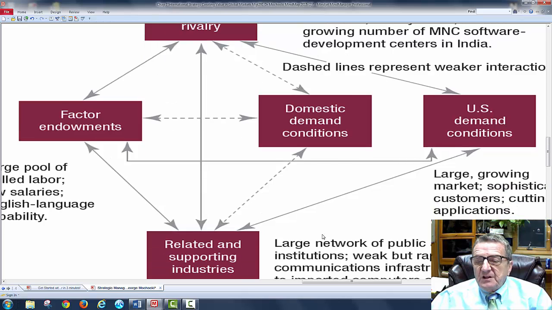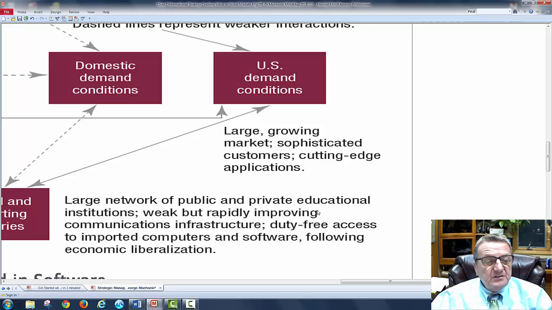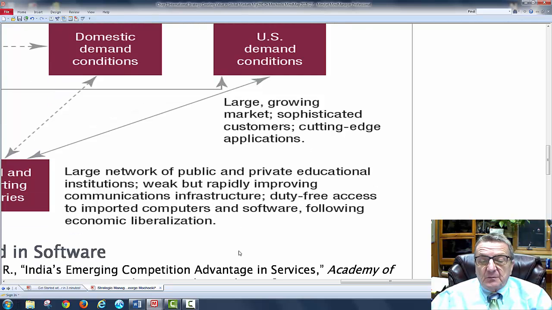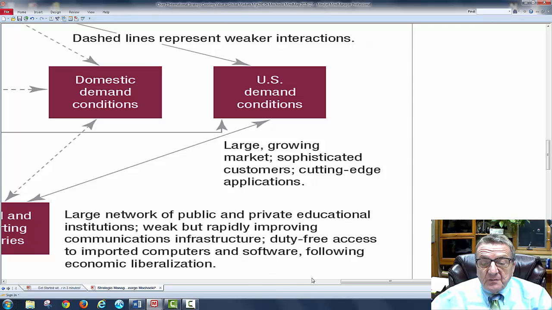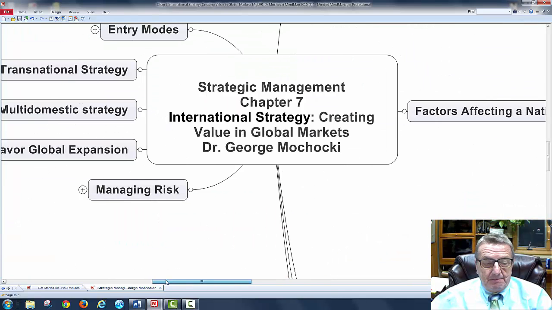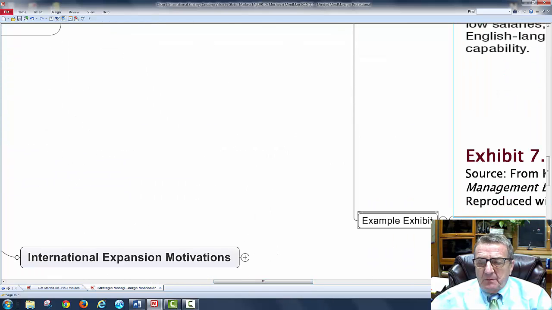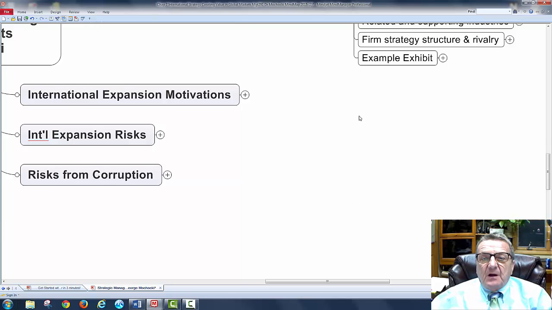This is a whole large network of public and private educational institutions, a weak but rapidly growing communication infrastructure, and duty-free access to import computer software following economic liberalization. A real fancy word. What does it mean? We're a flat economy, a flat world. I have to adjust this. There we go. I'll just put that in there. Okay, now we close that off.